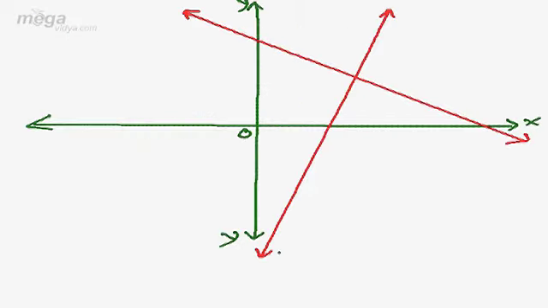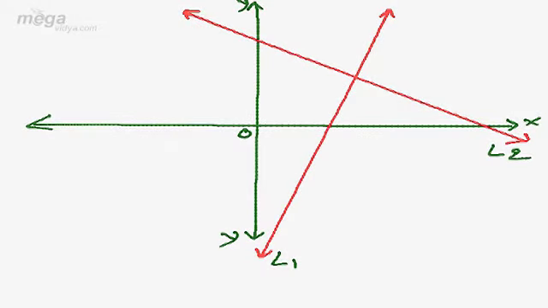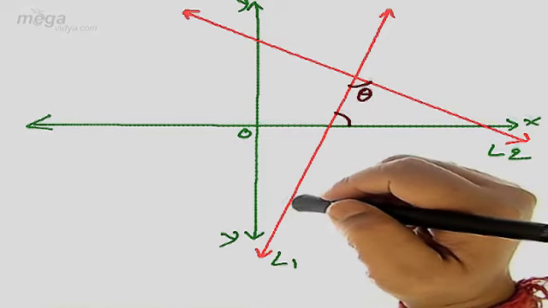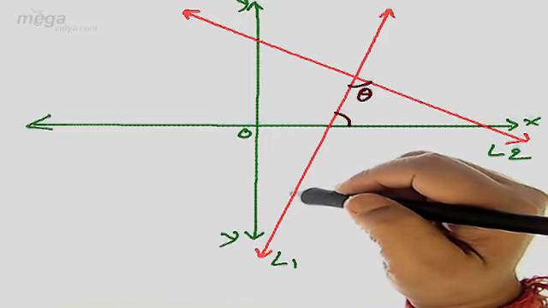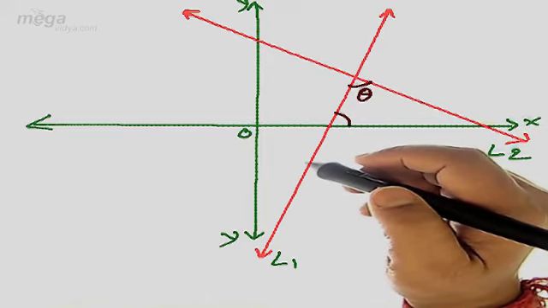I'm taking here two lines as line 1 and line 2, and the angle between those two lines is theta. Now how will we find this theta when the slopes of these two lines are given? Because the slopes are given, we can assume that the angles are also given, because m is equal to tan psi. So if you know the value of m, you know the value of tan psi, and then you can find the value of psi using trigonometry.